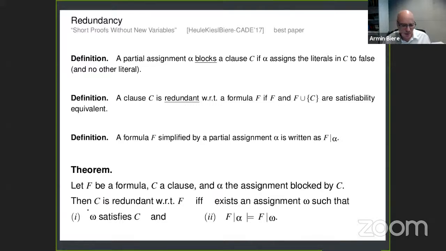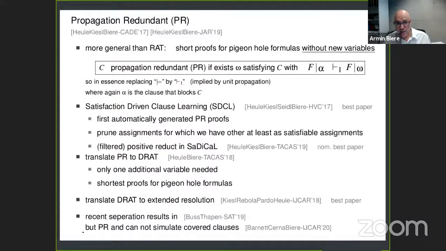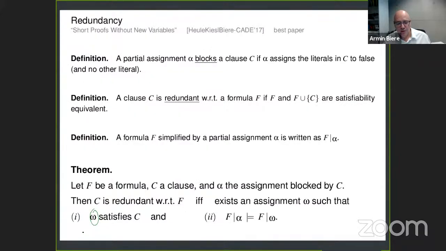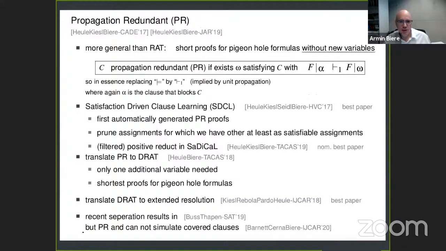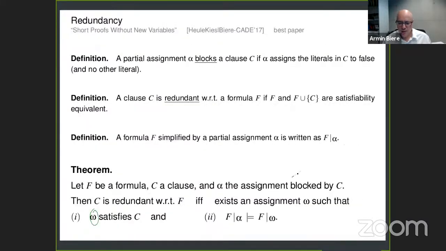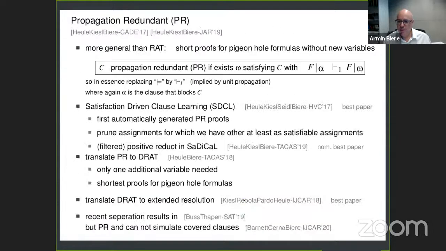The only thing I want to point out here is it requires this omega, which is a satisfying assignment of a different formula. And this leads to a weaker version. So this is really a semantic version, which we call propagation redundant. The difference between these two is semantic implication, whereas here you just use unit propagation, something polynomial. And that got lots of best papers. Benjamin, I think, got like 5 best papers for his PhD thesis.